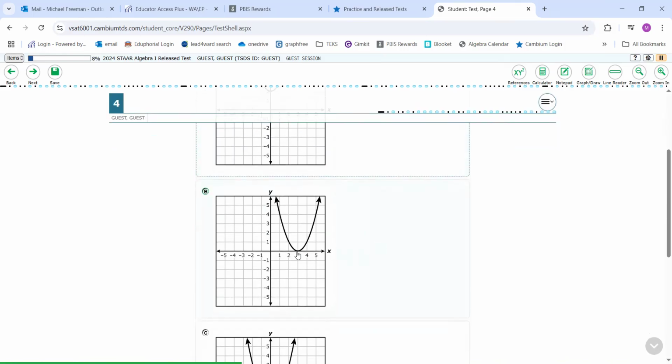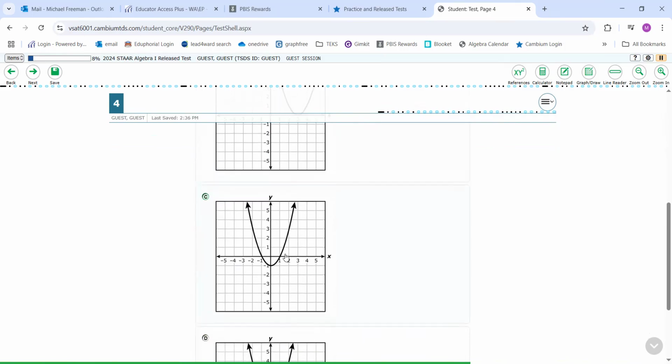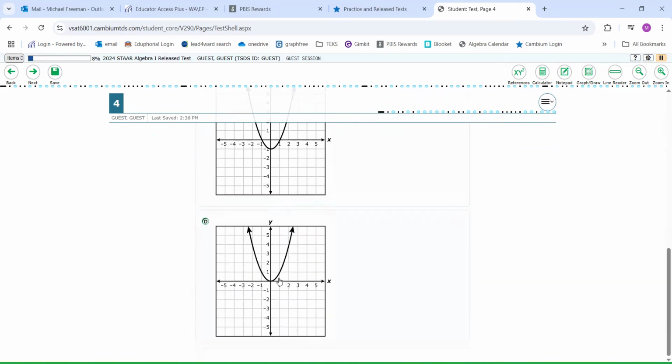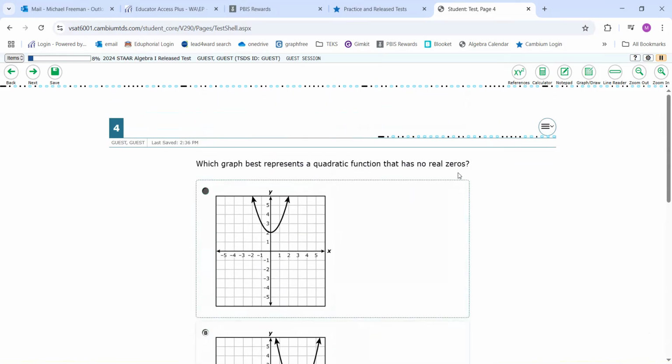All right, look at this. That one has 1 zero. It hits the x-axis one time. This one has 2 zeros. It hits the axis twice. This one has 1 because it hits one time. But we know zeros is another word for x-intercepts. Man, that was another easy question.